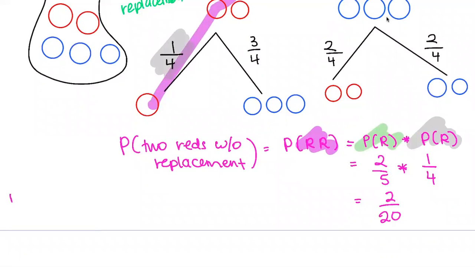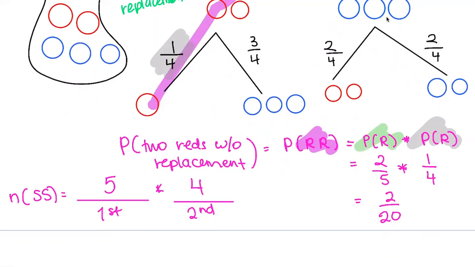Well, the fundamental counting principle for the size of the sample space, it's my number of options for the first drawing, which is 5. Then I take one of those out and the probability is going to be reduced. So it's my sample space for my second drawing, because I pulled one of those balls out. There's only 4 remaining and my sample space is 20.